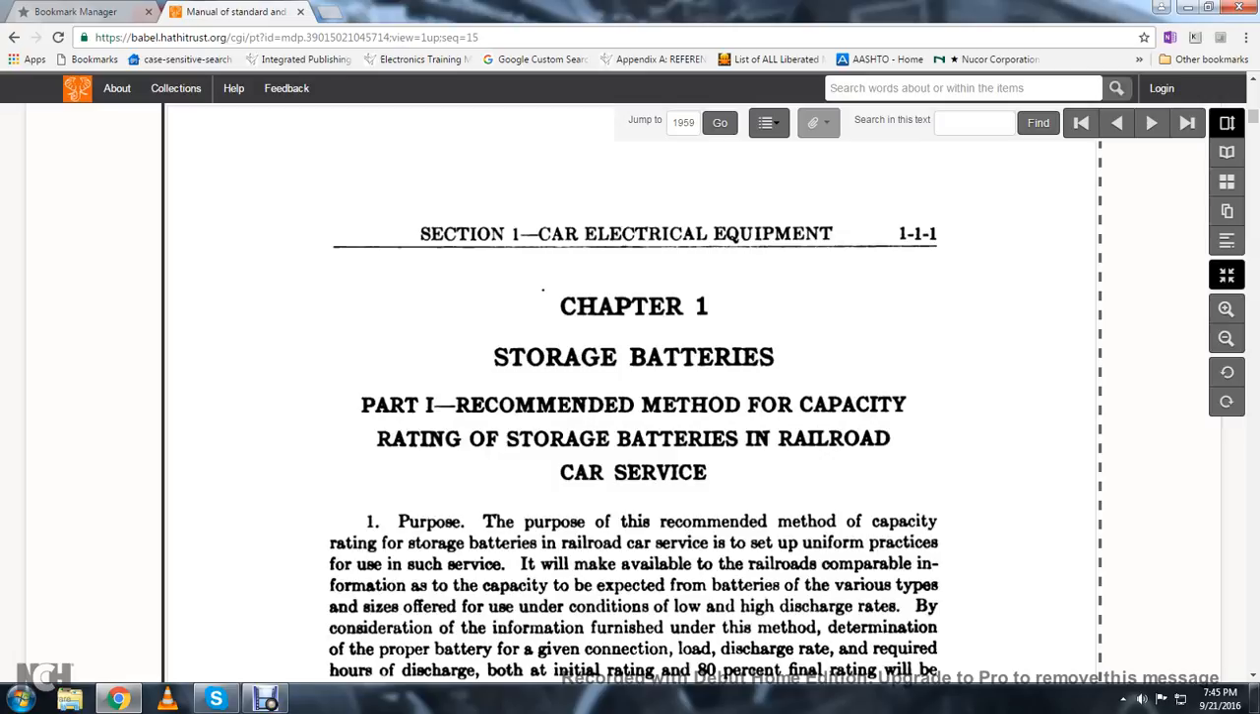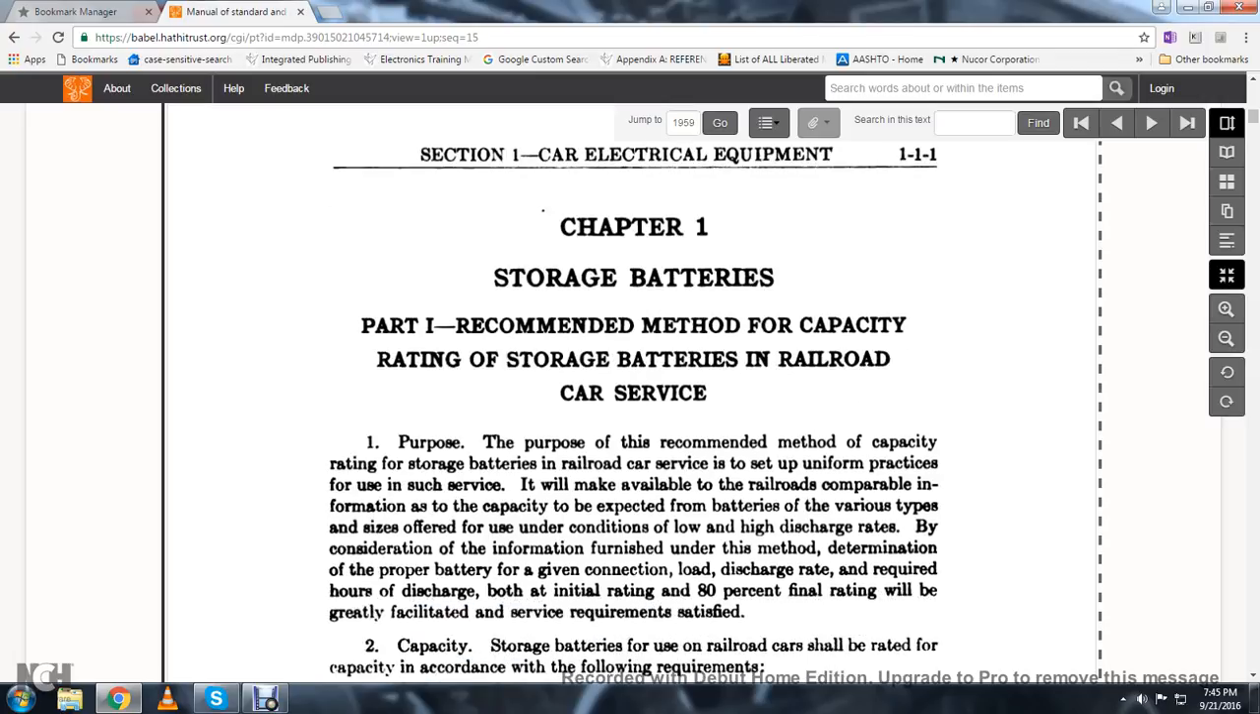Alright, Section 1, Car Electrical Equipment, Chapter 1, Storage Batteries, Part 1, Recommended Method of Capacity Rating of Storage Batteries in Railroad Service. The purpose of the recommended method of capacity rating of storage batteries in railroad car service is to set up a uniform practice for use in such service. It will make applicable to railroads comparable information on capacity of the batteries, various types and sizes offered, under the conditions of low and high discharge rates.